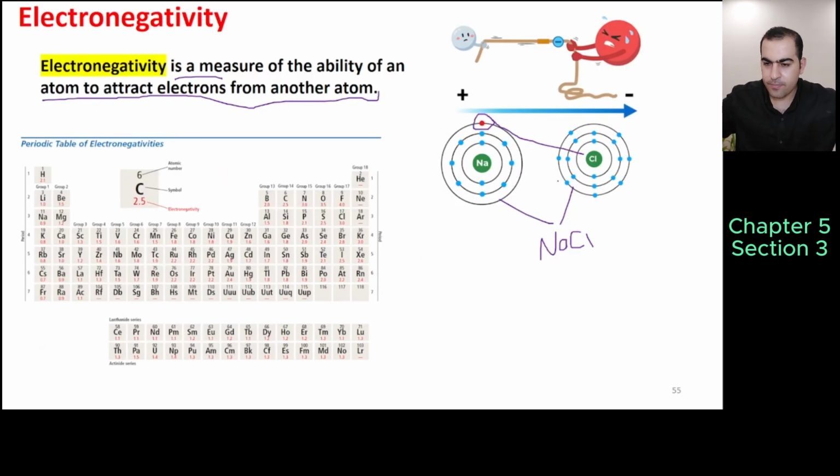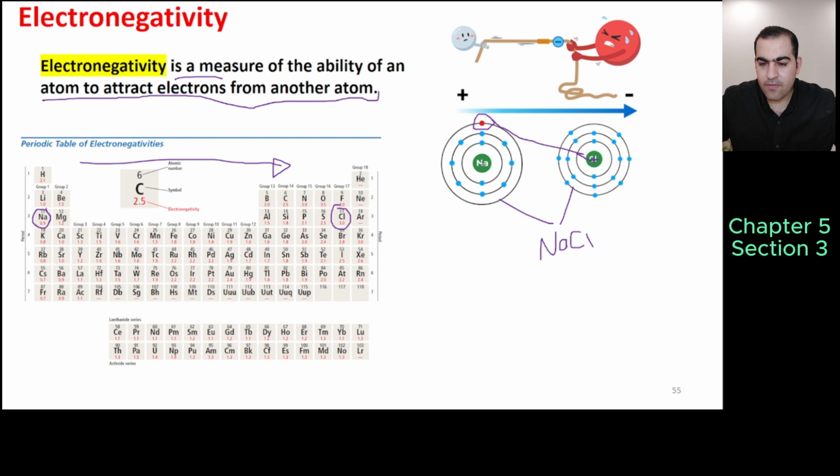Chlorine's electronegativity is 3, and sodium's electronegativity is 0.9. Which one has the ability to attract electrons, to take electrons from another atom? Chlorine. Chlorine has very high electronegativity because across the period, attraction increases. With high attraction, the nucleus of chlorine has high attraction to take electrons from another atom.